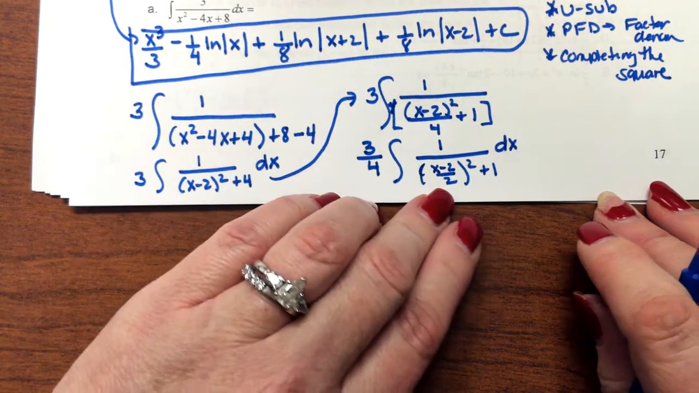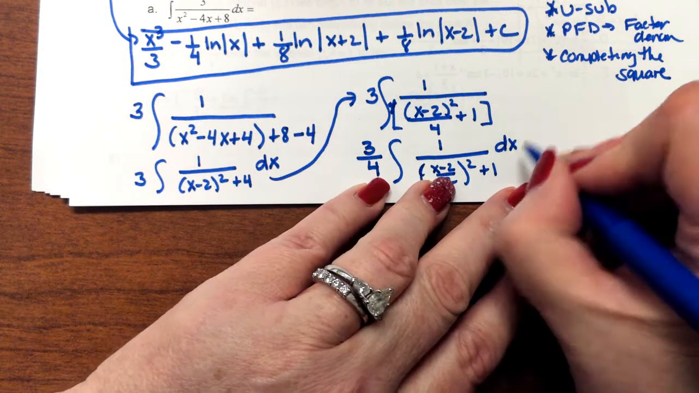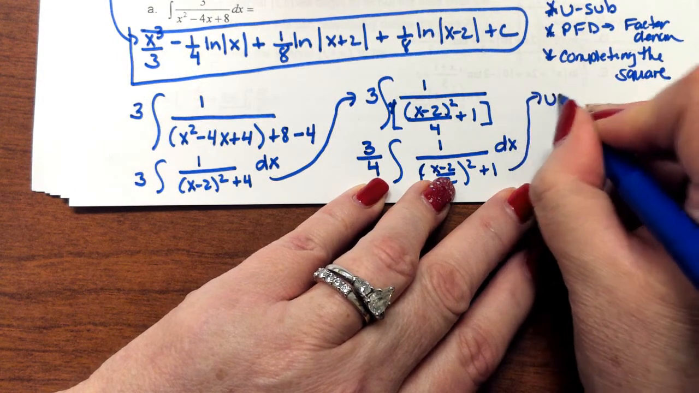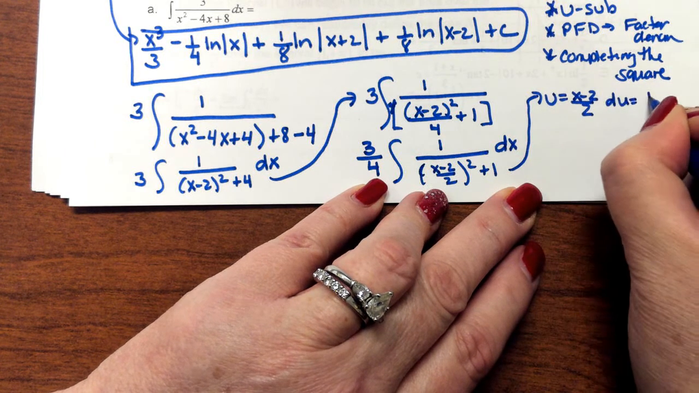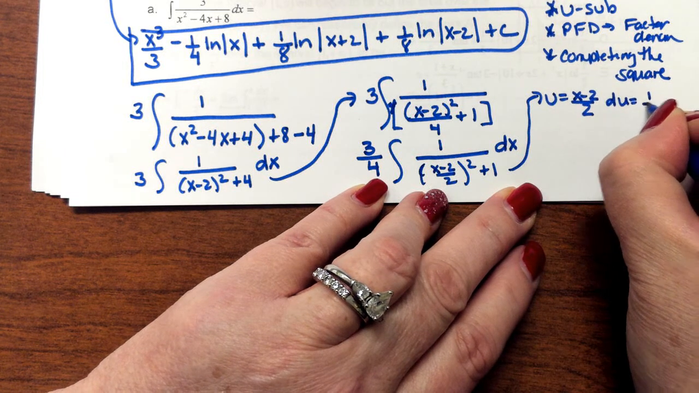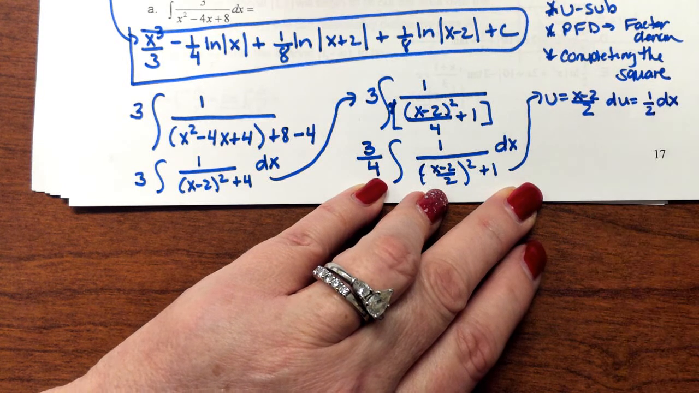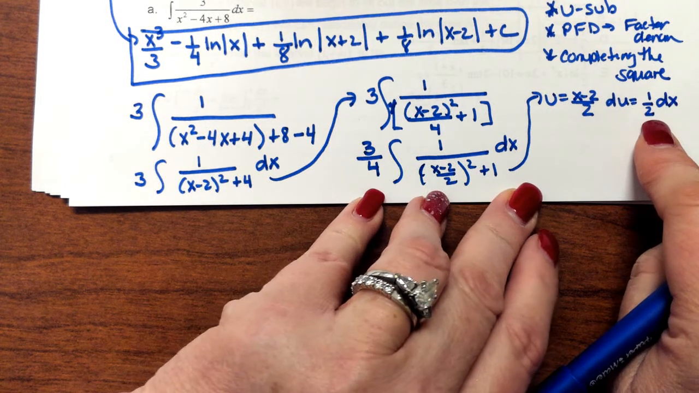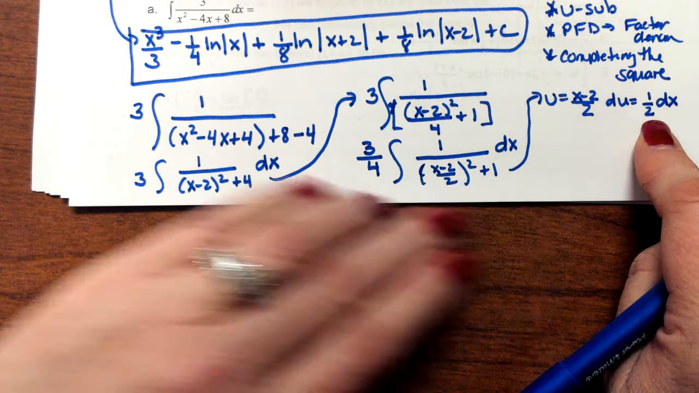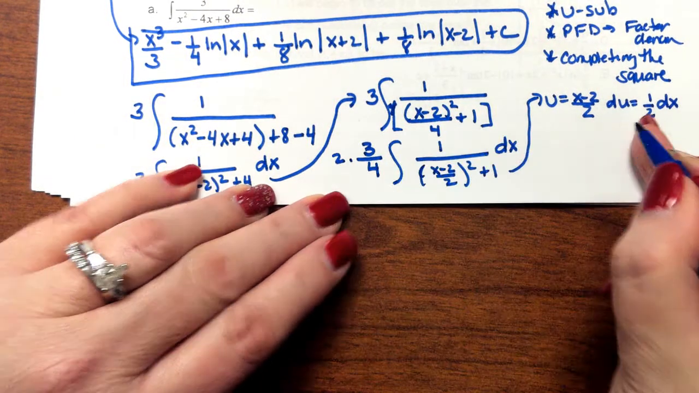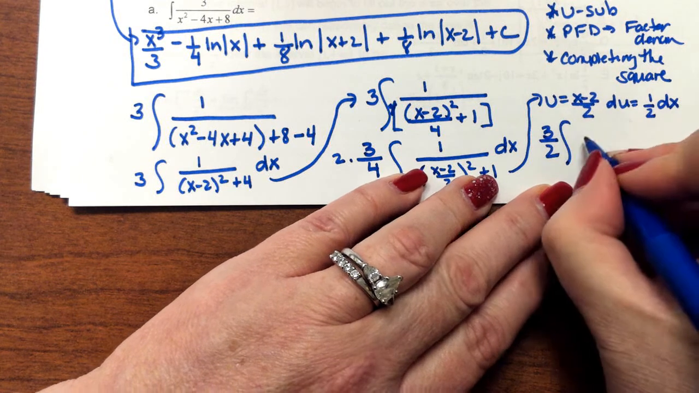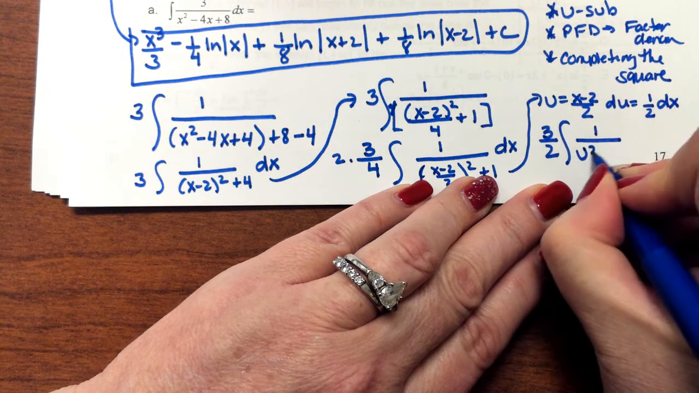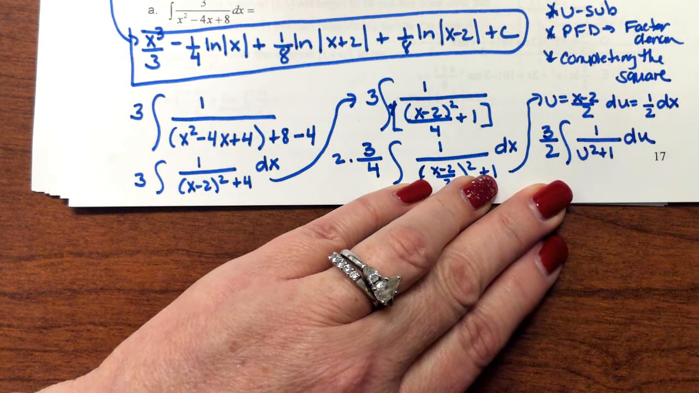So now looking inside here, you have to do a u sub. So u is equal to x minus 2 over 2. My du is going to be a 1/2 dx. So I have to divide a 1/2 out of this integral or multiply by 2. So 3/4 times 2 is going to give me a 3/2. That's my constant. Times your integral of 1 over u squared plus 1 du.